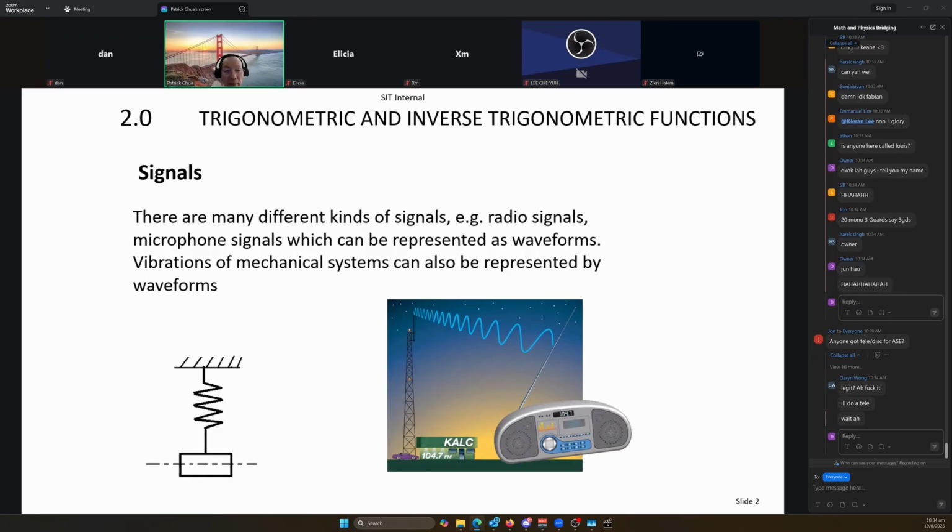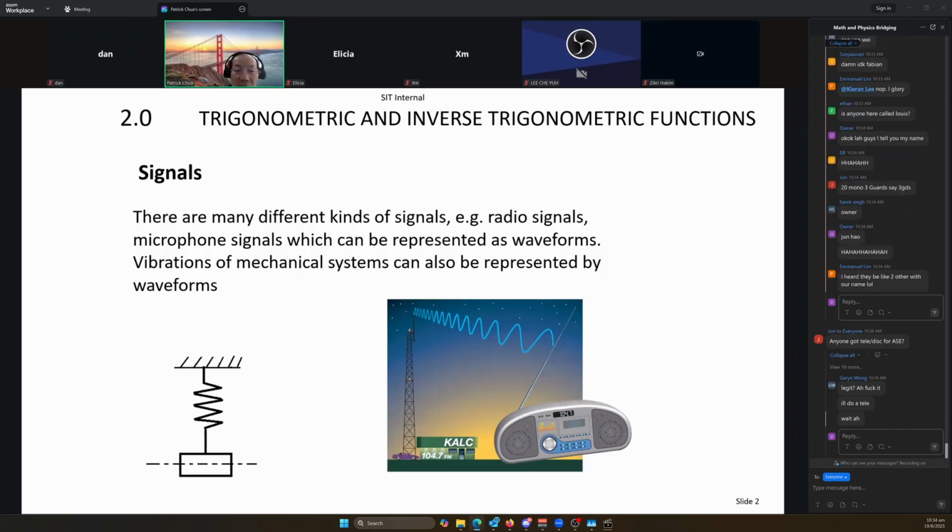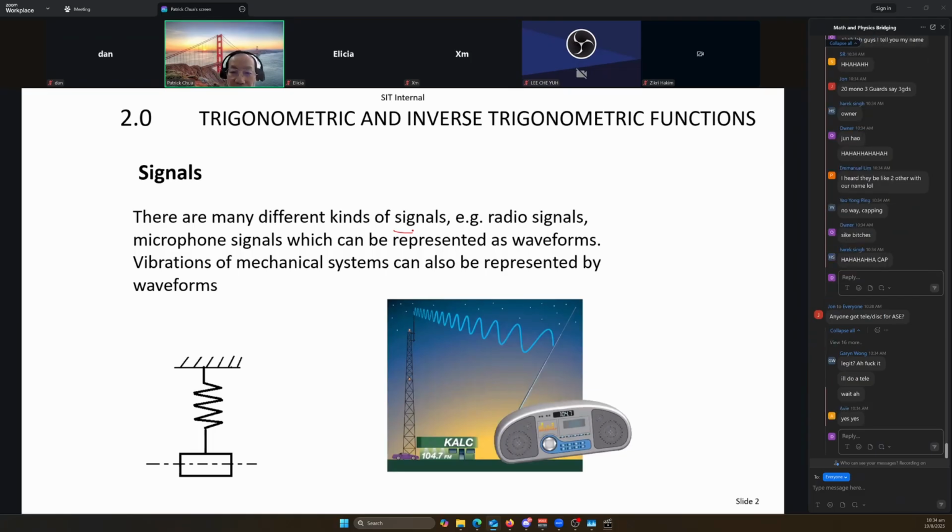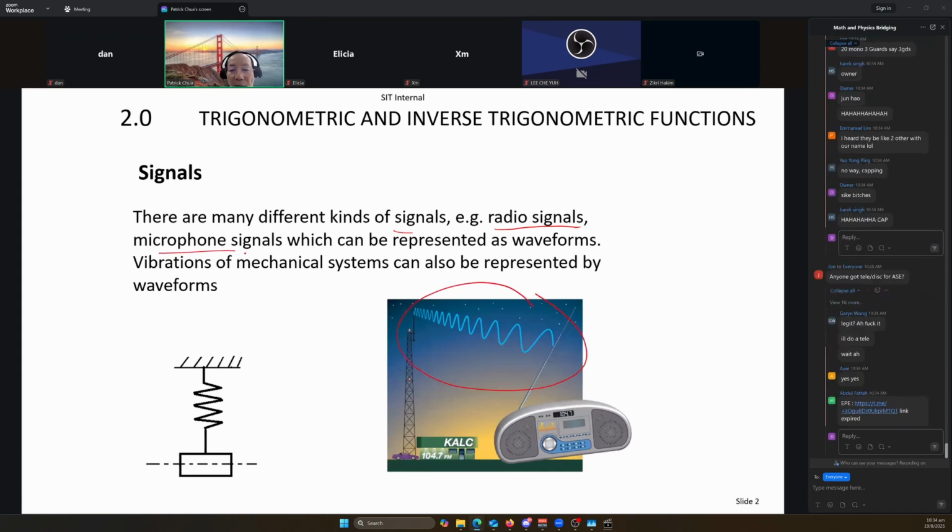So there are many different kinds of signals. These signals appear in the form of waveforms when we talk about trigonometric functions. For example, radio waves, microphone waves, and many more. So not just electronic signals, but also mechanical.